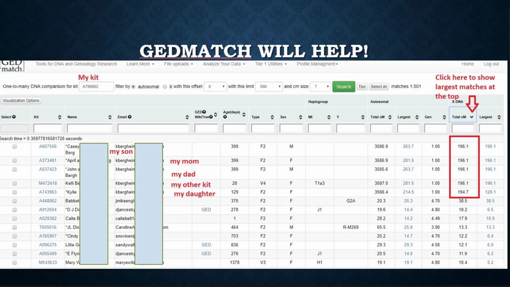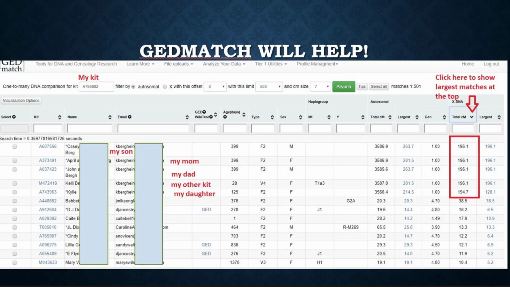And then my daughter is up here. Kylie is my daughter. She's a 194.7. Look at that, 194. Now I would expect her to be a 196. But like I was saying, with the end of each chromosome, sometimes they don't quite copy right.